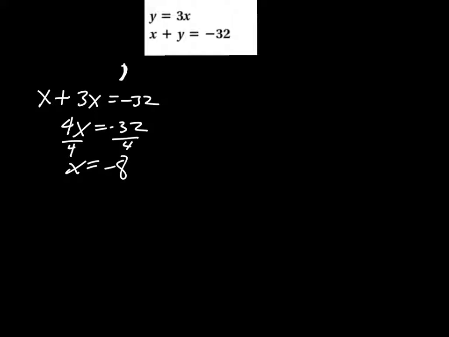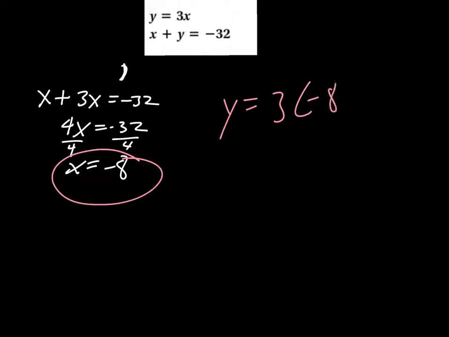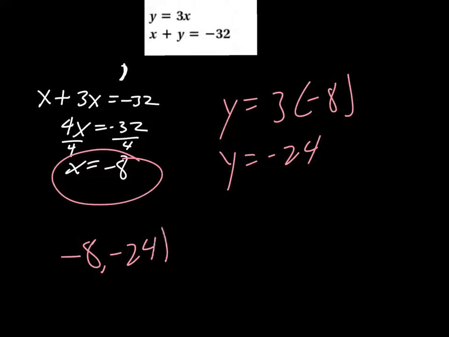I'm going to plug it into both just to prove it to you. So right here, x is negative 8. So I'm going to say y equals 3 times negative 8. So y equals negative 24. So what I'm saying is that when x is negative 8, y is negative 24. So that means that my point of intersection is negative 8, negative 24.